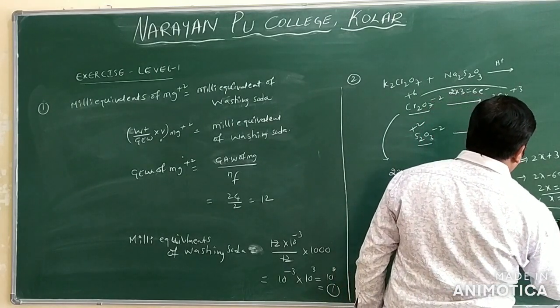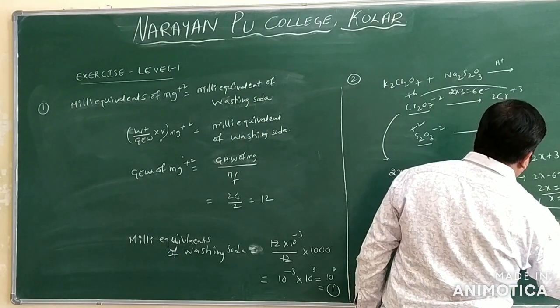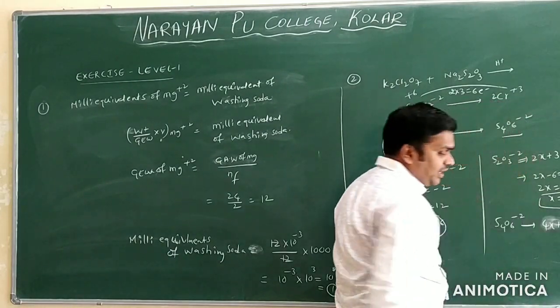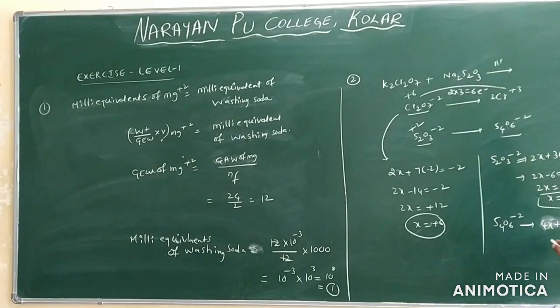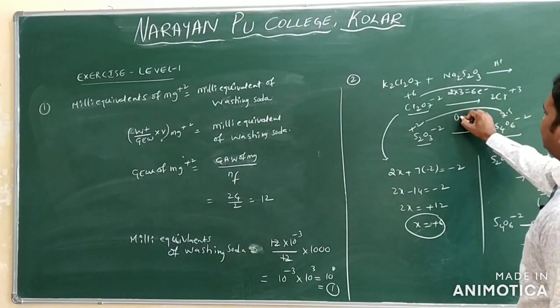Now if you take S4O6 2-, what will you get here? This is x only. 4x plus 6 into minus 2 is equal to minus 2. If you solve this, 4x minus 12 is equal to minus 2, 4x equal to 10, x equal to 10 by 4, that is 5 by 2, that is 2.5 only. Here 2 is there, here we have 2.5. Here how much is the difference?